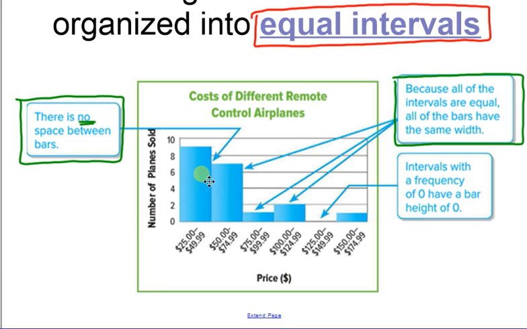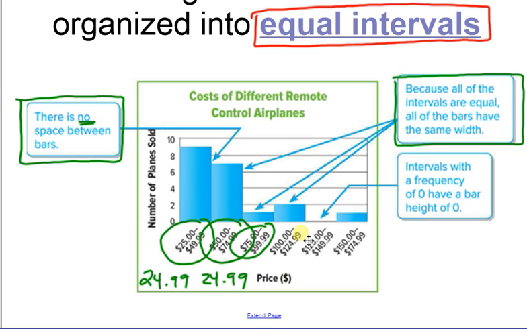Each bar has to represent the same amount of data below. So for example, this is talking about the price of remote control airplanes. Over here, they're talking about a price of $25 to $49.99. So that's a spread of $24.99. The next one is remote control airplanes that cost $50 to $74.99. But again, that's a spread of $24.99. The rest are going to be the same exact situation.